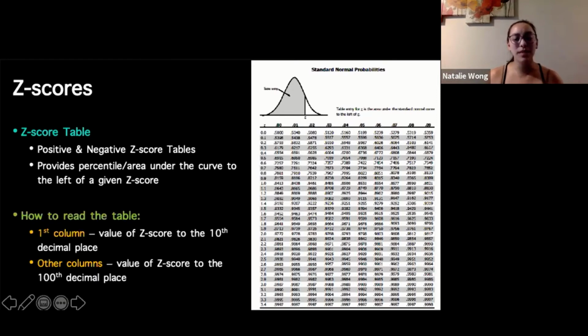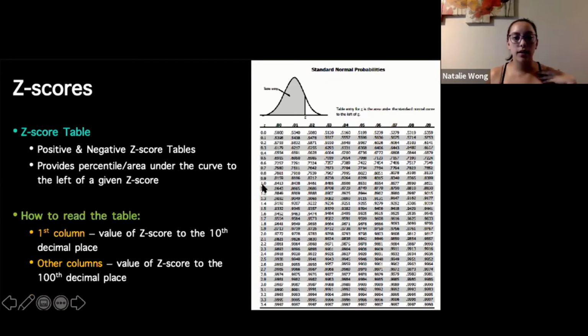When we read this, we calculate a z-score up to 2 decimal places. In order to read it, this first column here, you see 0.0, 0.1, 0.2, 0.3, goes all the way down to 3.4, because we usually aren't going to get anywhere past 3 standard deviations, right? But you find the first 2 values of your z-score. So let's say we had a z-score of 1.15, okay?